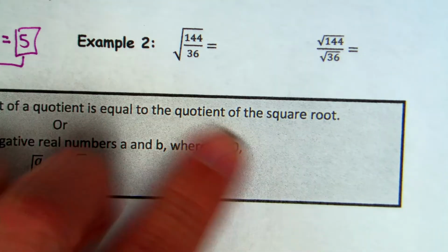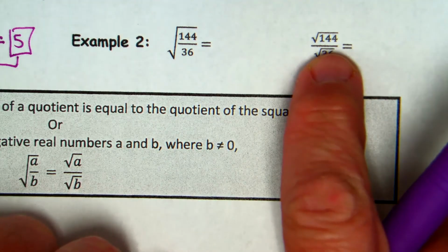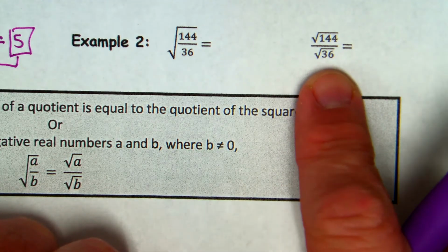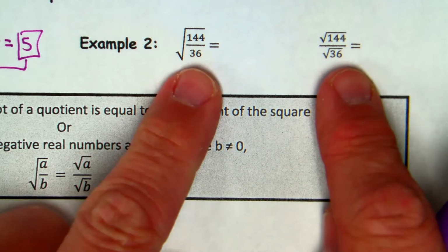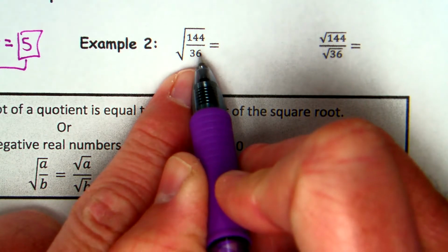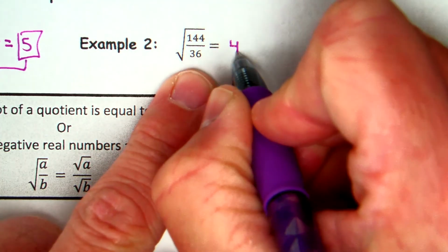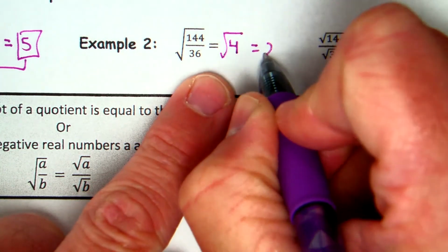The square root of 144 over 36 and the square root of 144 divided by the square root of 36. You may want to pause the video and do this on your own. I, however, am going to keep going. 144 divided by 36 gives you 4. We do what's under the radical first. Square root of 4 is 2.